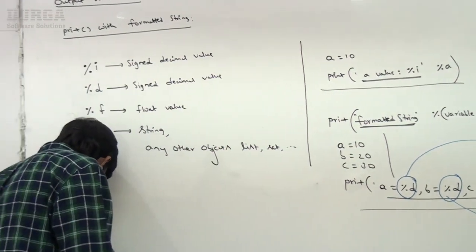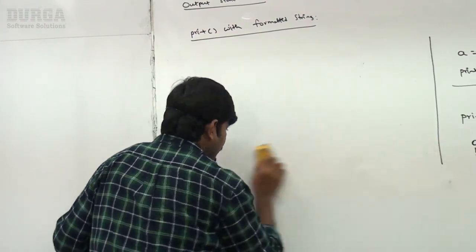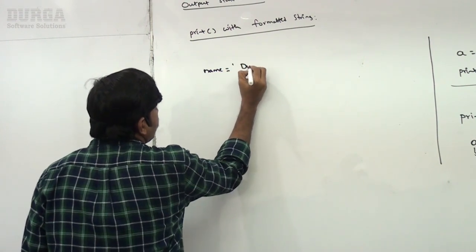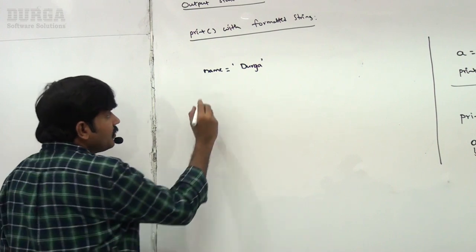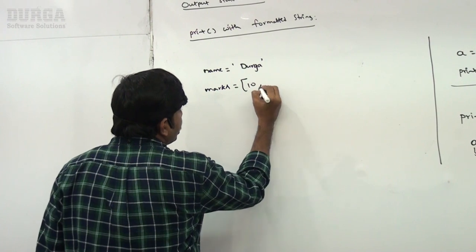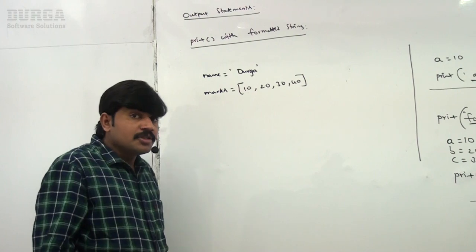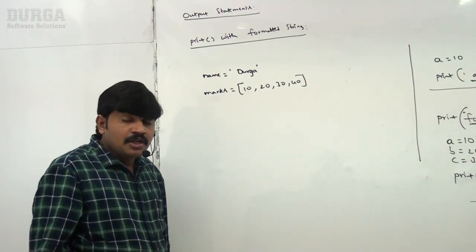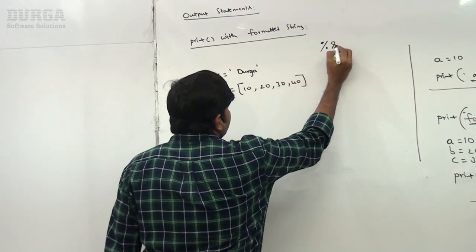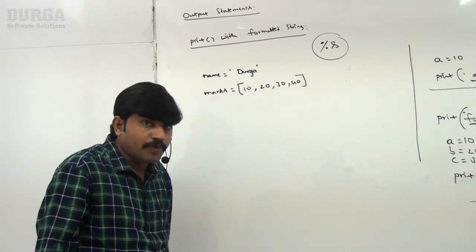Now let me go for one more example so that you may get much clarity, sir. Here I am taking name is equal to Durga, sir. Next, marks is equal to 10, 20, 30, 40, like this, right? Sir, can you please tell, first one is what type? String type. Second one is what type? List type. Whether it is string or list, which format specifier do we require to use? Percentage s, yes. Have you remembered, right? %s is applicable for the string, and applicable for the remaining objects also, no problem at all.